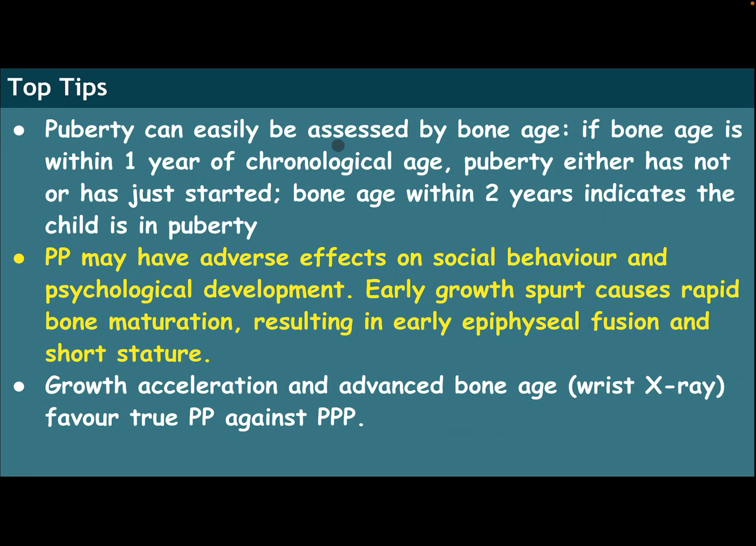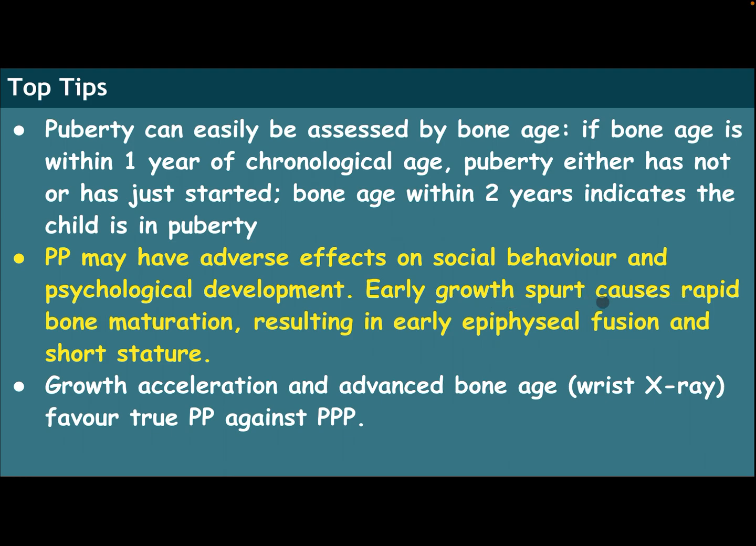Puberty can easily be assessed by bone age. If bone age is within 1 year of chronological age, puberty either has not or has just started. Bone age within 2 years indicates the child is in puberty. Precocious puberty may have an adverse effect on social behavior and social development.